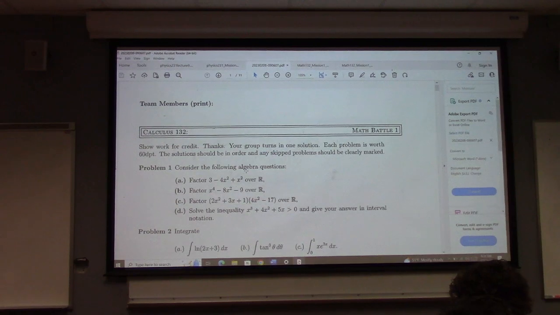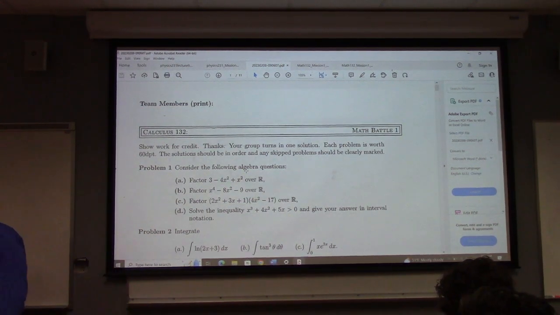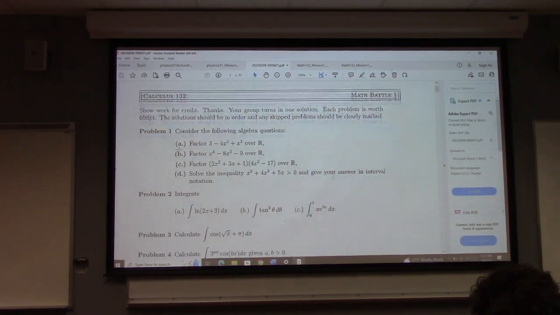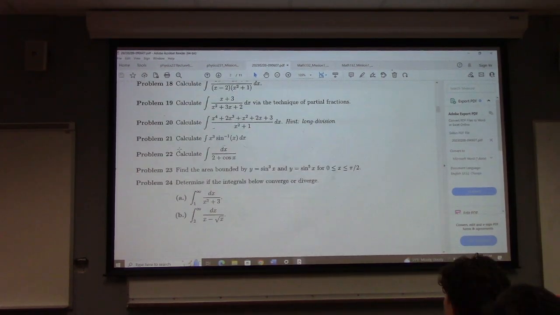Okay, so listen. Let me just quickly go through the math battle. I don't have a complete solution, but I'll post what I have. I don't usually give you a solution to the math battle, but since I went to the trouble of grading it, I have written a few solutions.